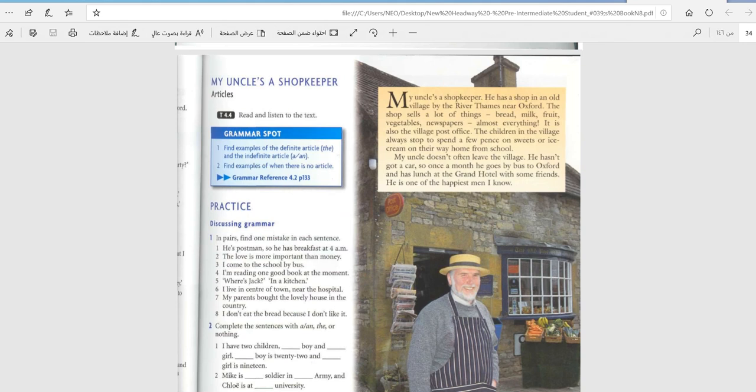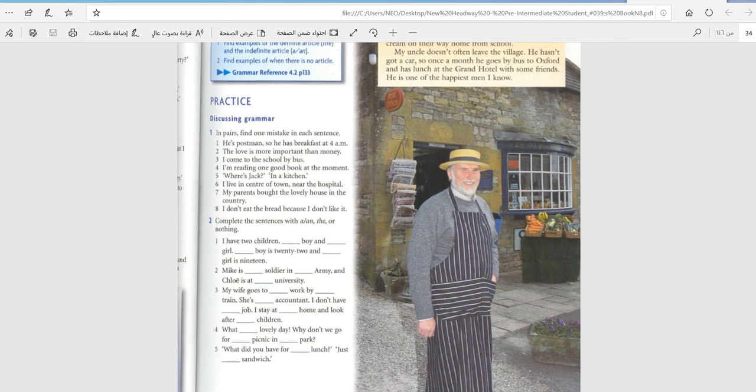Practice discussing grammar. In pairs, find one mistake in each sentence. He is a postman, so he has breakfast at 4 a.m. He is a postman. This is correct. The love is more important than money. Likewise, this sentence is wrong. Love is more important than money.